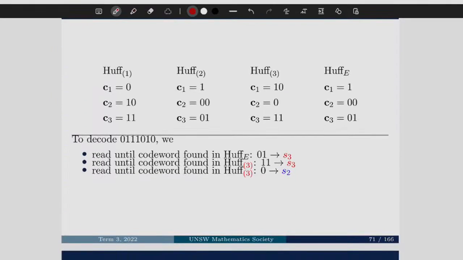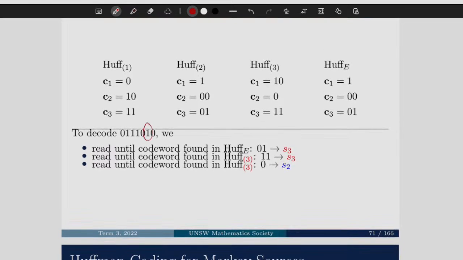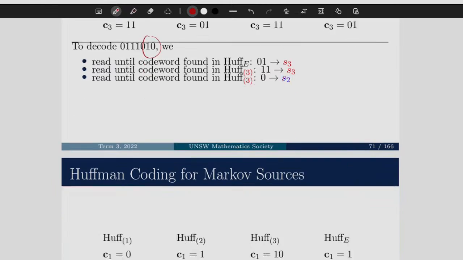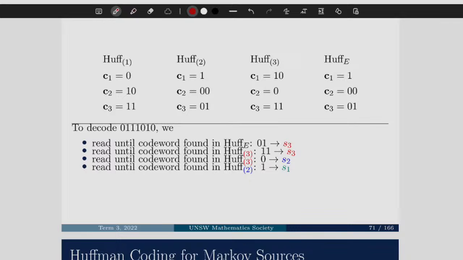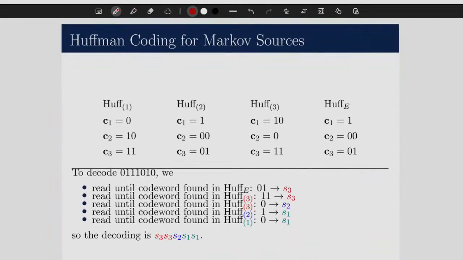Now we need to look at Huffman 2 because we've changed symbols. So we look at this 0, this 1, 0. We're going to end up with S1. And then finally, when I look at Huffman 1, I see 0, and that's going to be S1 again at the bottom. And then that's going to be my final decoding, right? Hopefully that is all good.